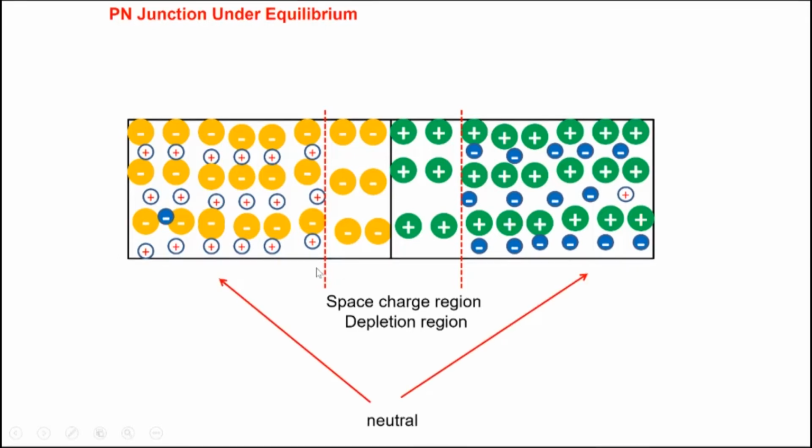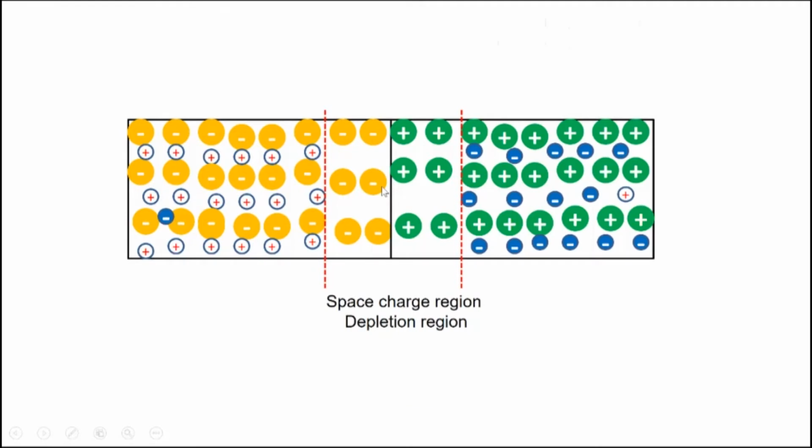Okay. Outside the depletion region, the N region is as it is, and the P region is as it is. So these are all neutral regions. There are no net charges here, no net charges here. But here, there is a net positive charge, and here there's a net negative charge. So that's where you have an electric field and all these things.